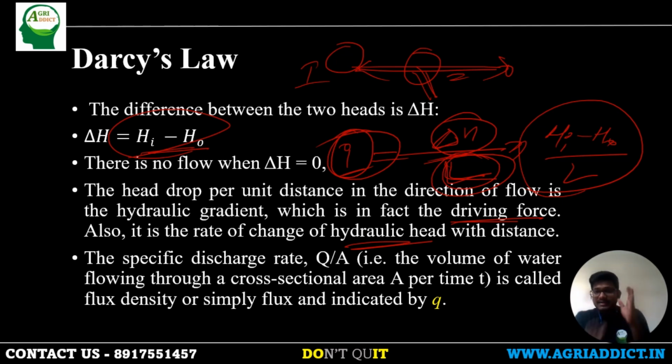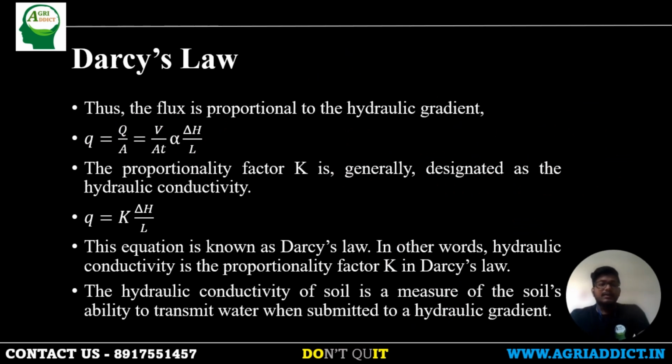In that much time, how much amount of water is flowing through that cross section area, that is called flux density or simply flux, and it is denoted with the small q. That is capital Q, this is small. So the flux density is proportional to the hydraulic gradient, that is I. Okay, so q is equal to Q by A, and we know that Q is equal to V by T. Yes or no? So V by T and I directly proportional, del H by L.